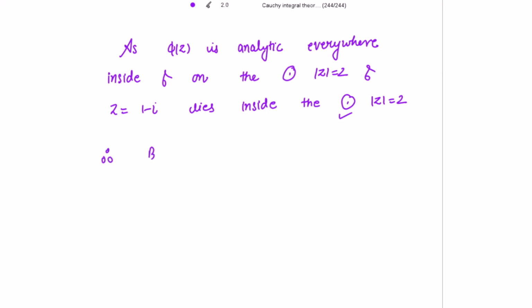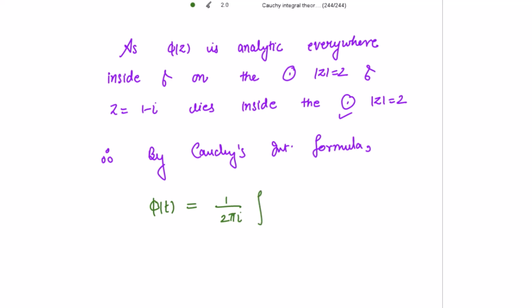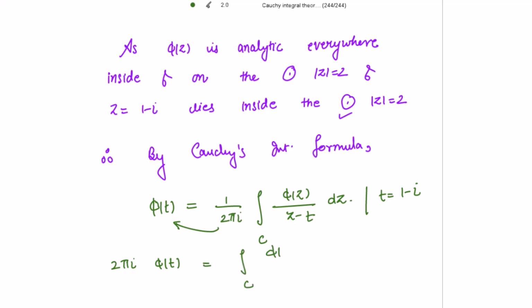So therefore, by Cauchy's integral formula, what is the Cauchy's integral formula? It is, yes, phi of t equal to 1 divided by 2 pi iota, the integral over c, phi z divided by z minus t, dz. Here t is equal to 1 minus iota, right? So taking this 2 pi iota on the other side, we get 2 pi iota phi of t equal to the integral phi z divided by z minus t dz.